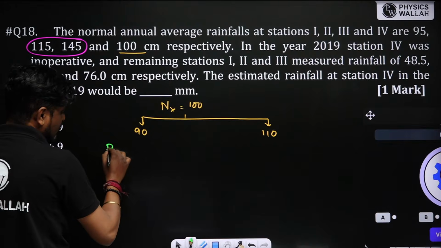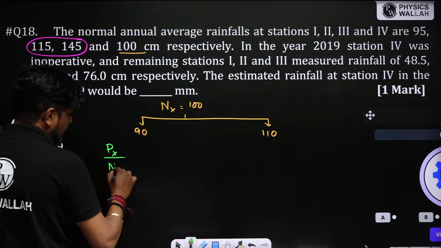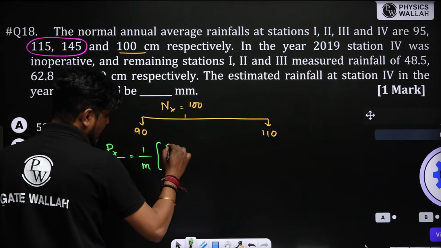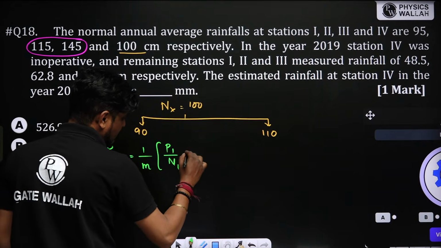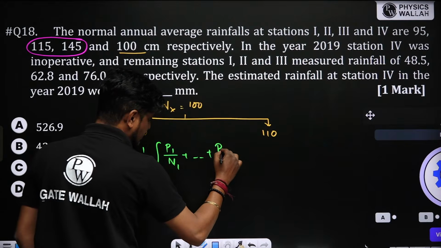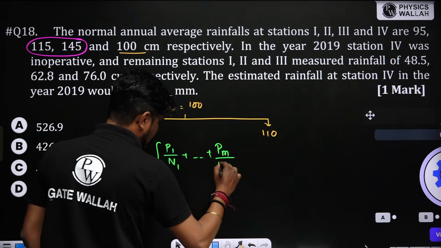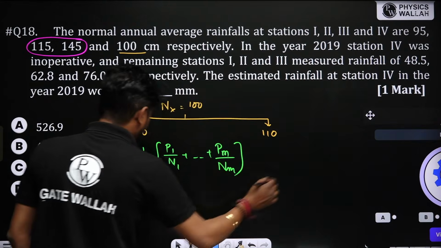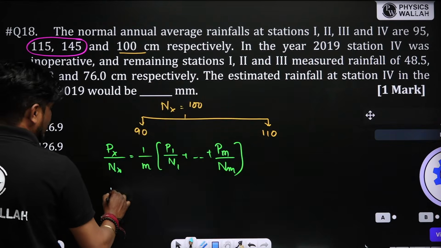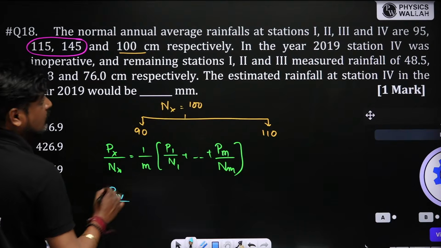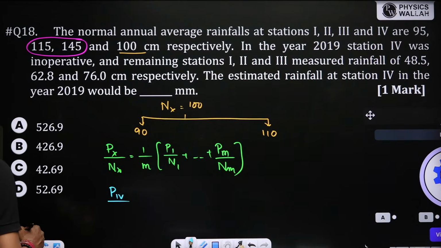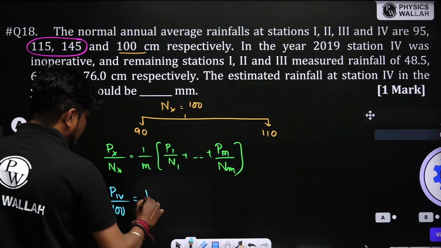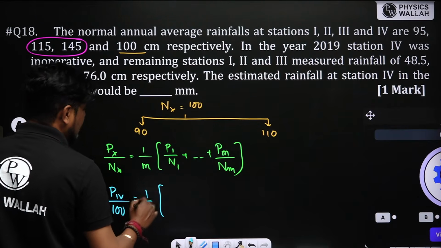So the normal ratio method formula: Px by Nx is equal to 1 by m into bracket P1 by N1 plus ... Pm by Nm. So solve by this formula. Px is nothing but P4, station number 4 is not working. So Nx is 100, m value is 3, the number of working stations.